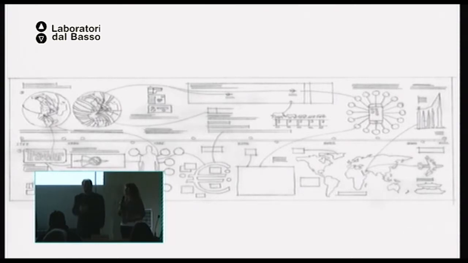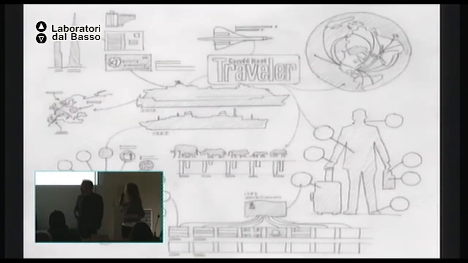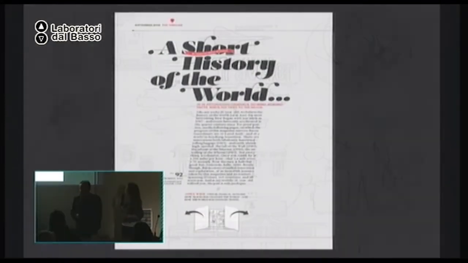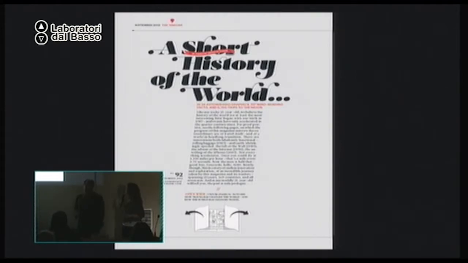As I mentioned, if you were here yesterday, I like to work from rough drawings. This is a rough drawing for the 25 years of Traveler. This is how I will usually begin working on a project like this. So in the magazine, this is how it appeared. We called it A Short History of the World. It's kind of a crazy title.